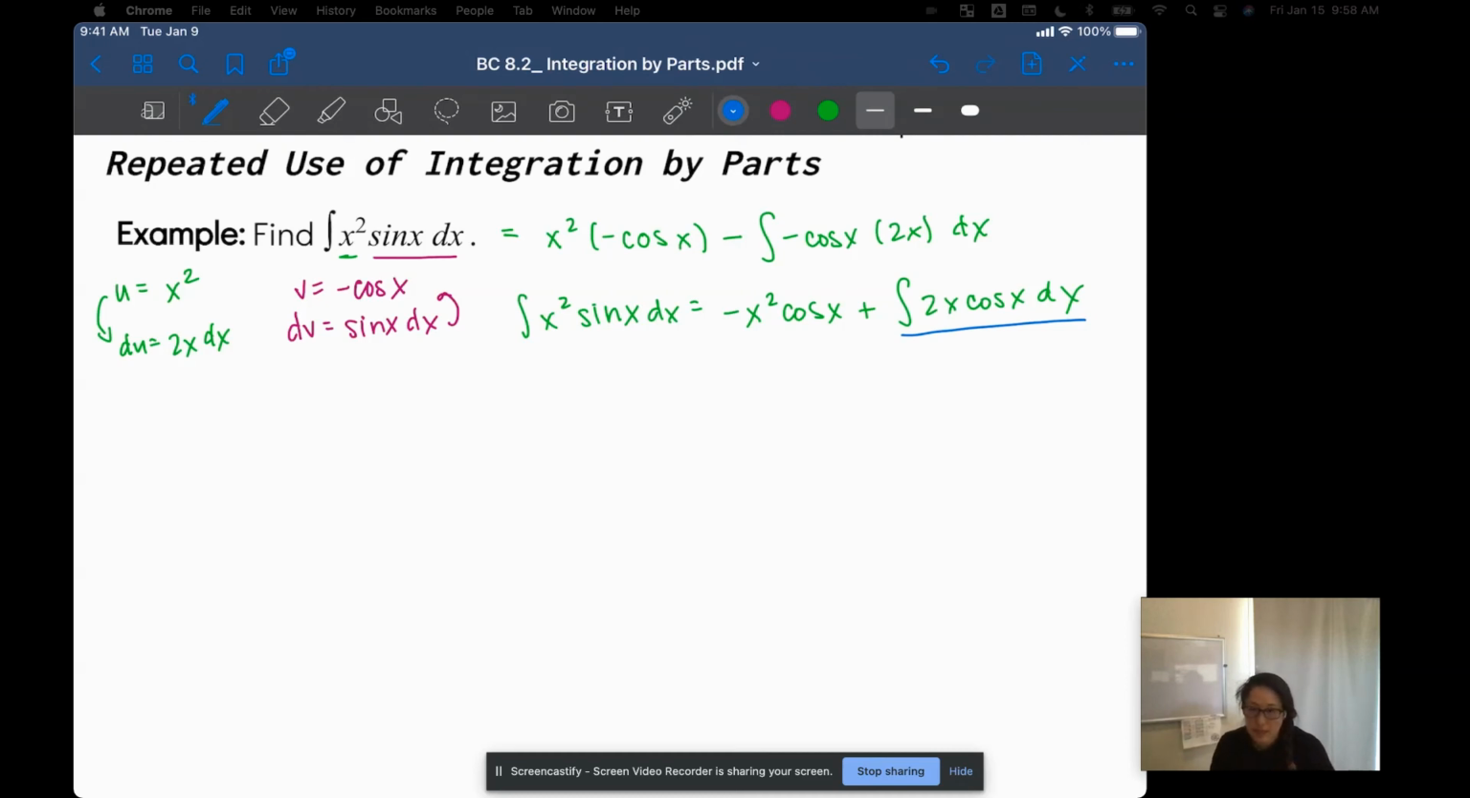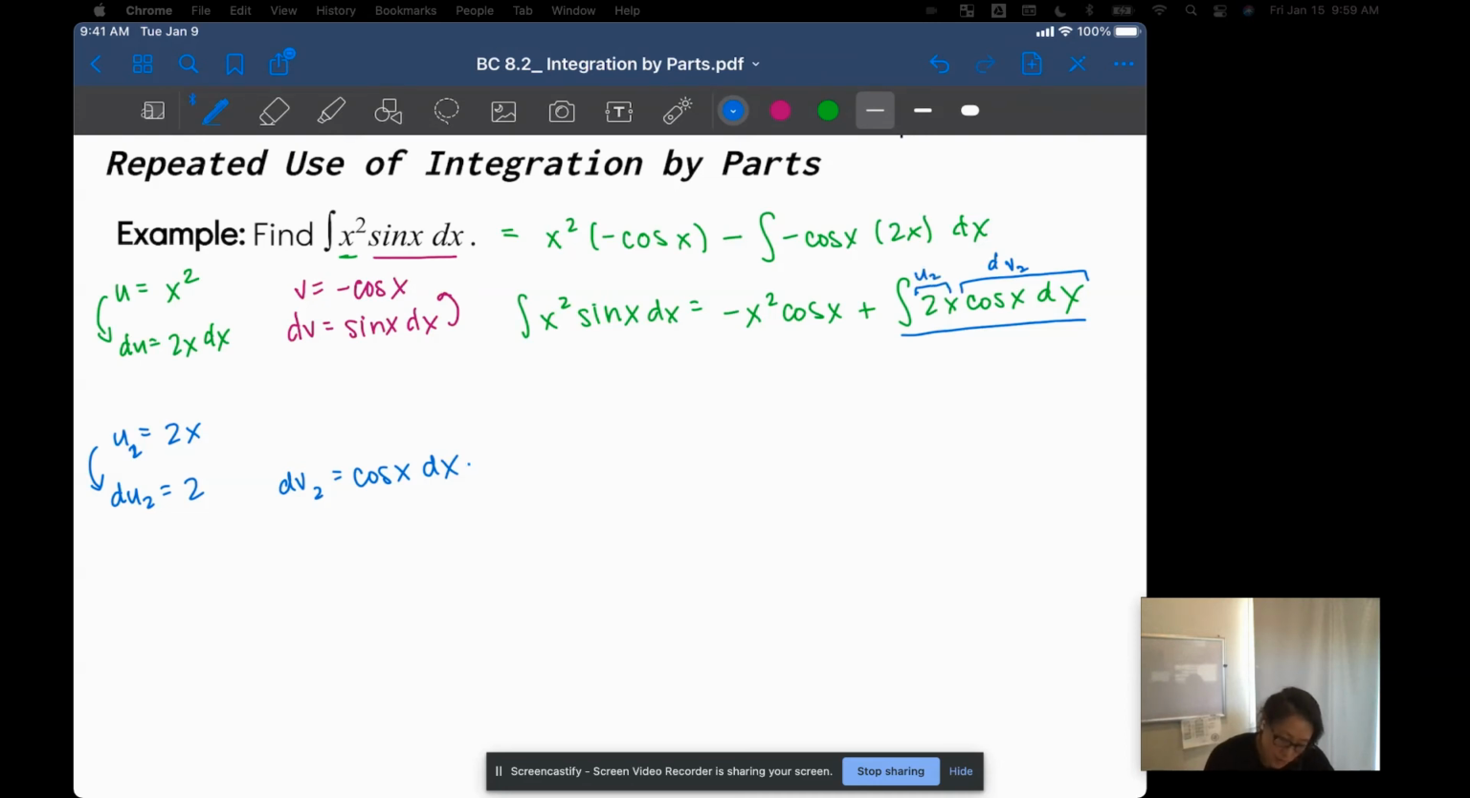Now I have to deal with this 2x cosine x dx, because I can't take the integral of that. So I'm going to set up a second integration by parts. I'm going to make u equal to 2x, we're going to call it u2. So du2 is equal to 2, and dv2 is equal to the cosine of x dx. So this part is v2 and dv2, and this part right here is equal to u2.